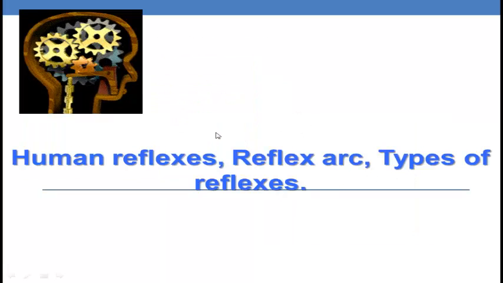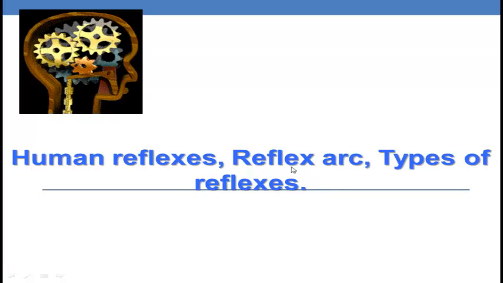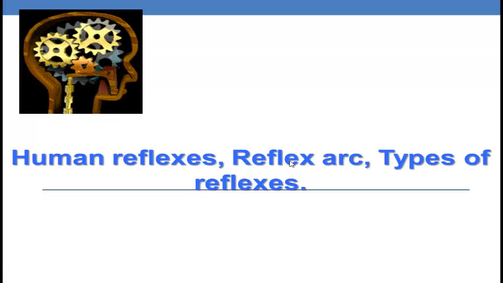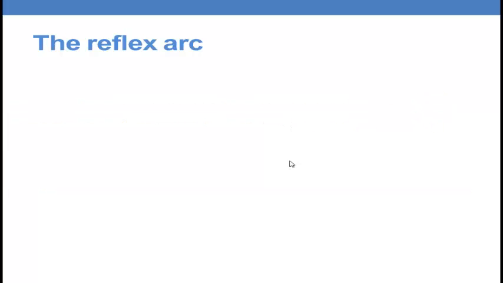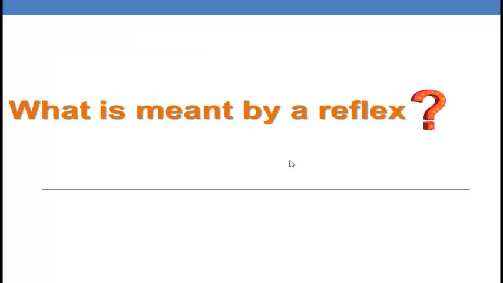Now we are going to define human reflexes and the concept of reflex arc and the types of reflexes that we can see. What's meant by reflex is a stereotypic response to specific stimulus. Stereotypic, it means it happens in the same pattern. The same muscles contract with the same pattern every time this stimulus is applied. So it is expected. It is stereotypic response due to certain stimulus.